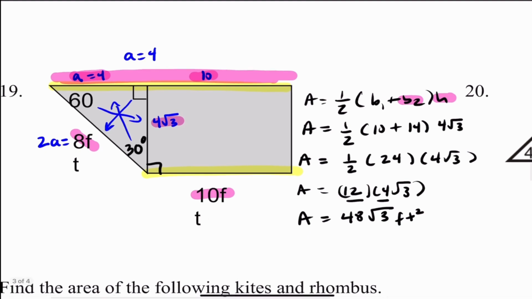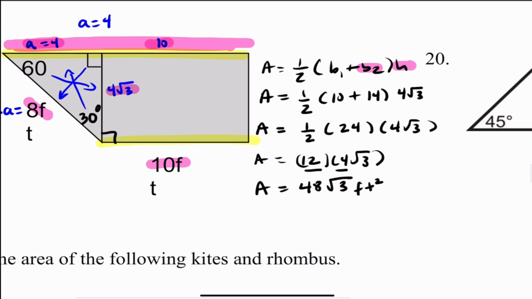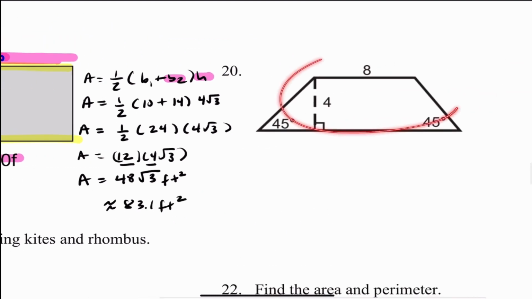And there you have it. And if you're rounding, you should get approximately 83.1 square feet. All right, and then this is a trapezoid.